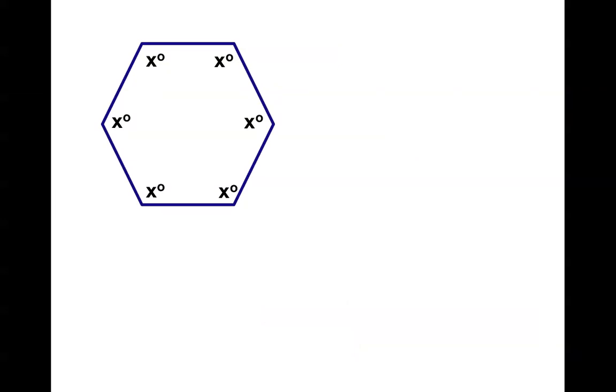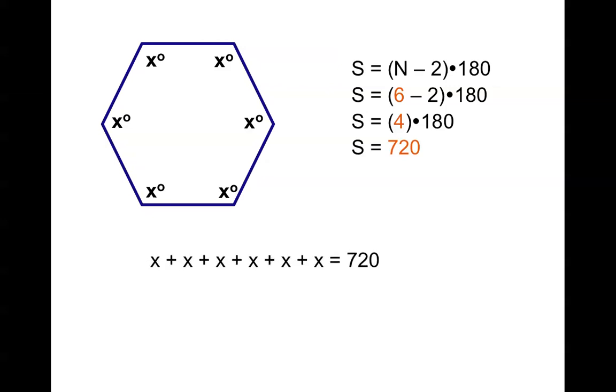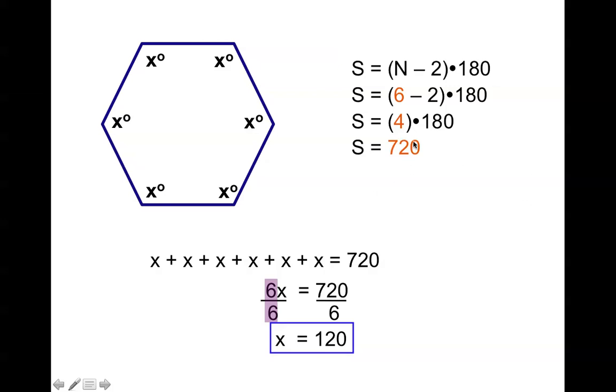Here's a good one. How many sides? 6. 6 minus 2 is 4. 4 times 180 is 720. Hopefully you got this pattern down by now. All these x's equal 720. How many x's was it? 6. Divide by 6, divide by 6. X equals 120. And you will find that if you did this for a while, you could find a pattern in what these angles are for these regular polygons.